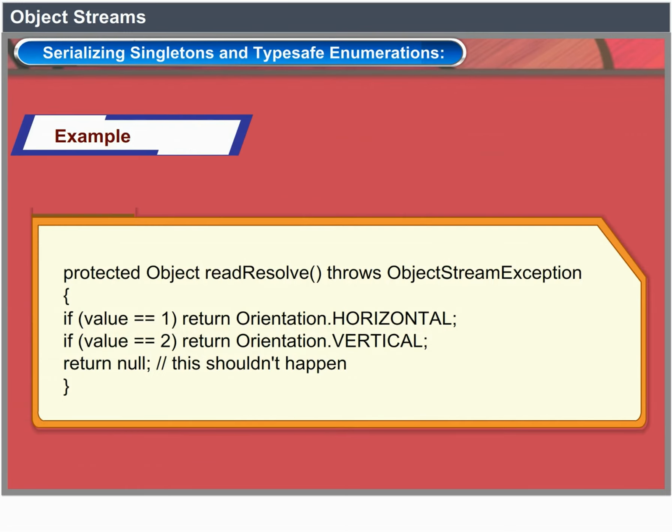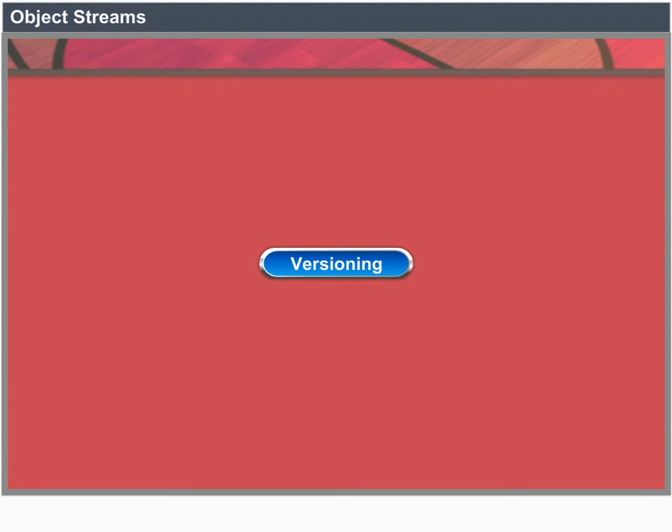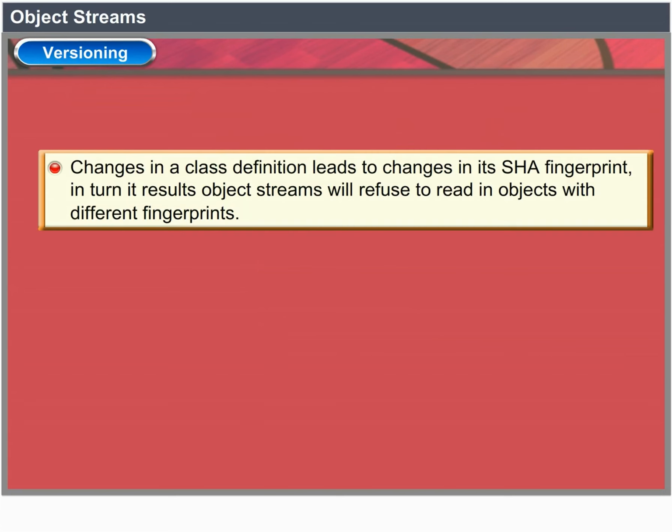Example: protected Object readResolve() throws ObjectStreamException { if value equal to 1, return Orientation.HORIZONTAL; if value equal to 2, return Orientation.VERTICAL; return null; }. Versioning. Changes in a class definition lead to changes in its SHA fingerprint. In turn, object streams will refuse to read in objects with different fingerprints.